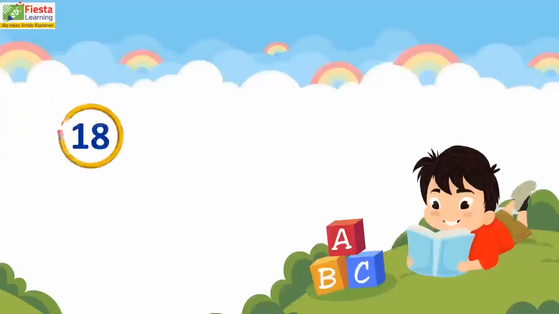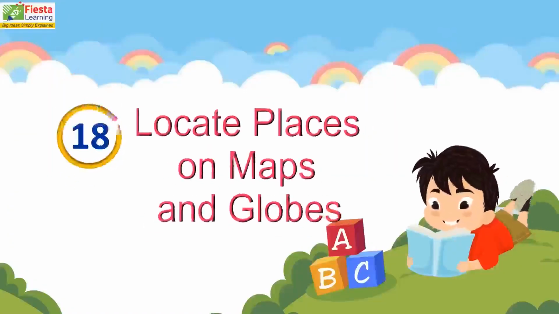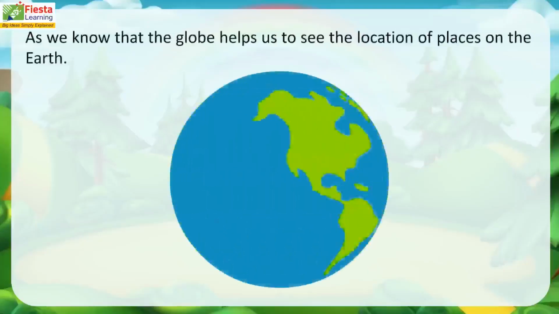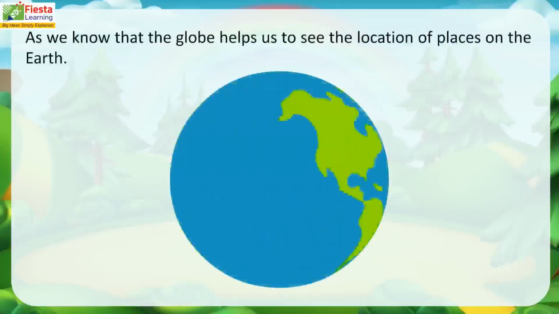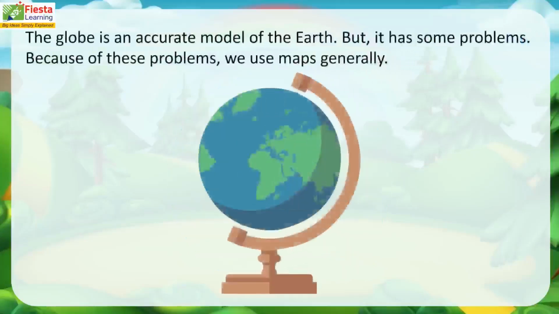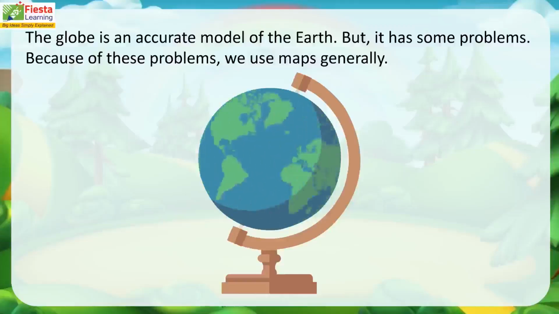Chapter 18. Locate places on maps and globes. As we know, the globe helps us to see the location of places on the earth. The globe is an accurate model of the earth, but it has some problems. Because of these problems, we generally use maps.